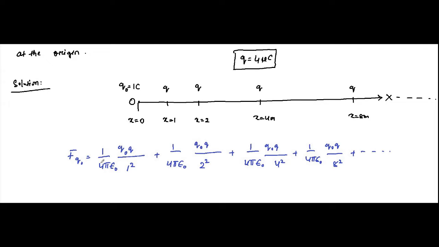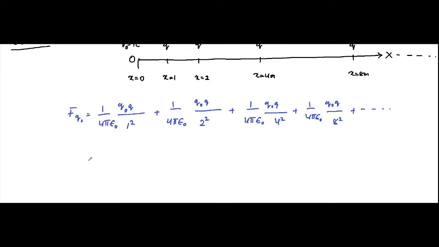Out of this we can take common q0 q by 4 pi epsilon 0. Then it will be 1 by 1 square, which is 1, plus 1 by 2 square, which is 1 by 4, plus 1 by 4 square, which is 1 by 16, plus 1 by 8 square, which is 1 by 64, and so on.